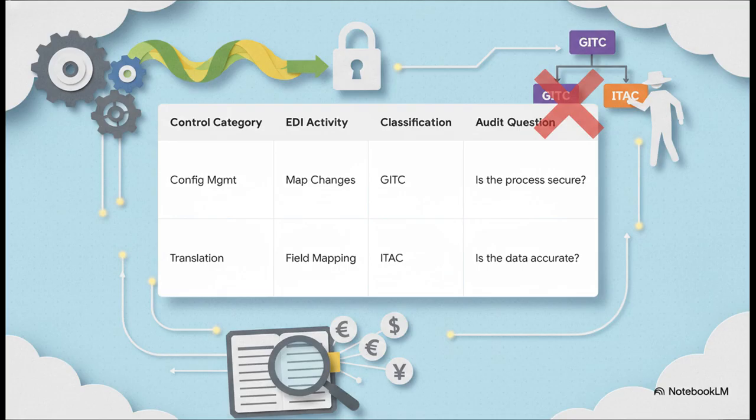Look at this table. The ITAC is the logic inside that translation map we talked about. But the GITC is the process that controls who can change the map. You see the link? If your GITC is weak, if anyone can just go in and mess with that map, then who cares how great your ITAC is? It's completely worthless. The logic is only as good as the security protecting it. This is why you always audit the fortress before you audit the process.